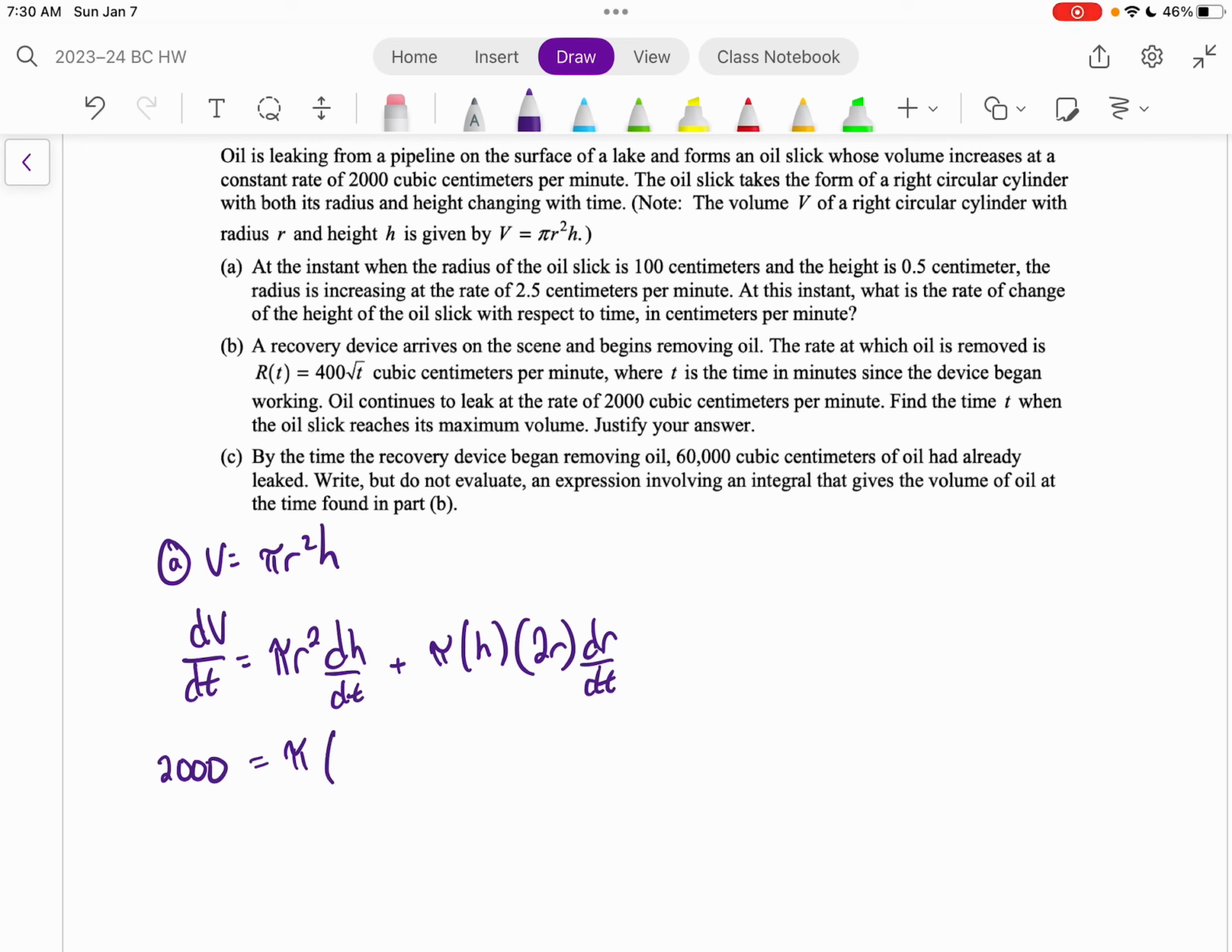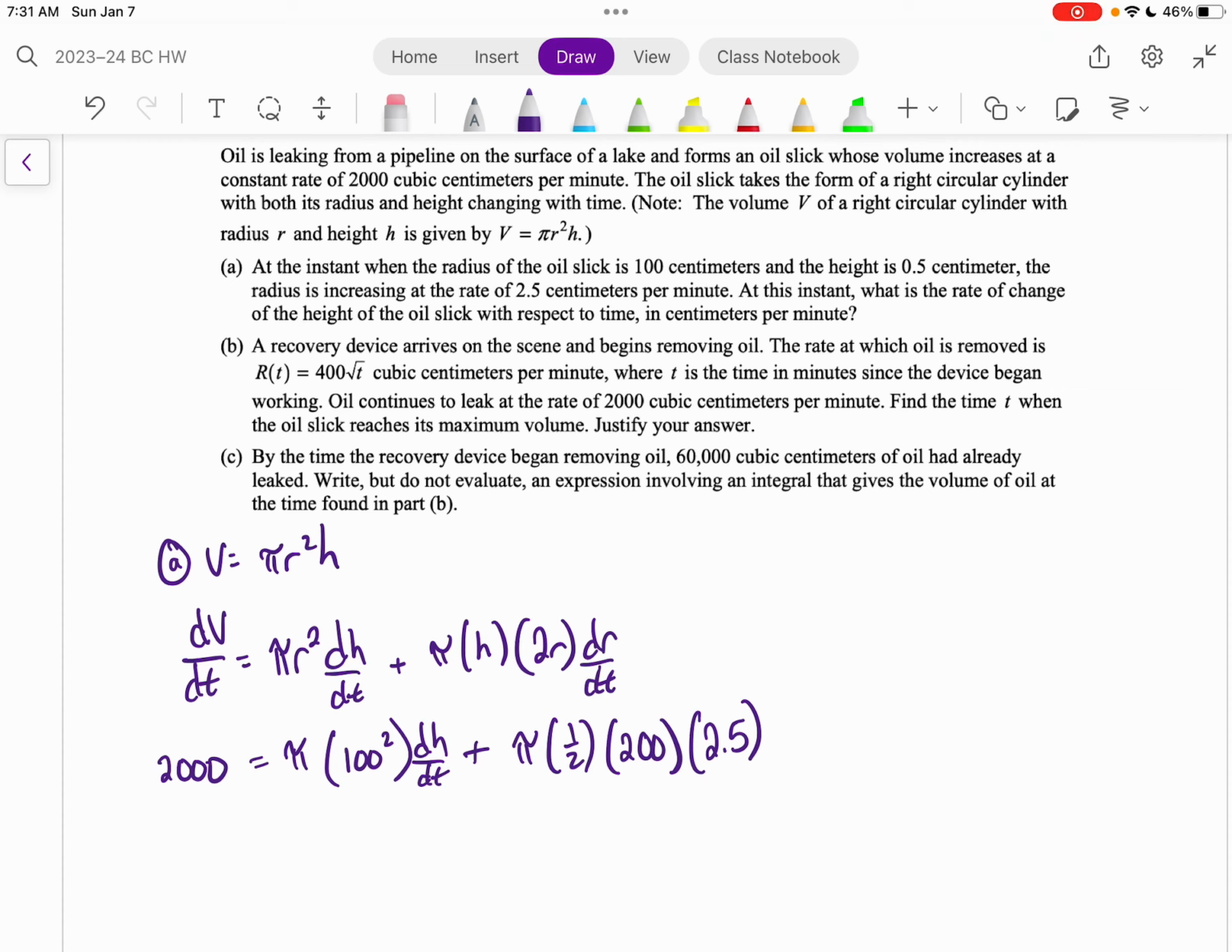R is 100 right here, it looks like. dh dt. And then the height is... How do I know the height? Oh, 0.5. 1/2 times 200 dr dt. 2.5. So, we gotta solve for this thing.